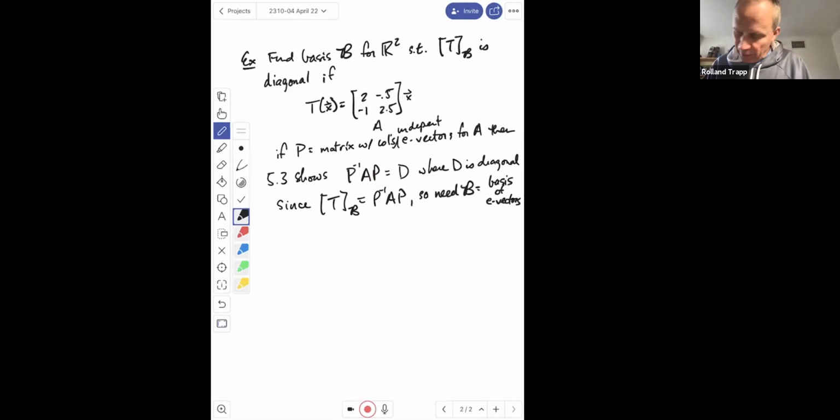I'm not going to go through the whole calculation again, but we can show that for this A, your eigenvalues are going to be 3/2 and 3. And your eigenvectors corresponding to each of your eigenvalues: for 3/2, an eigenvector is 1, 1. And for 3, an eigenvector is -1, 2.